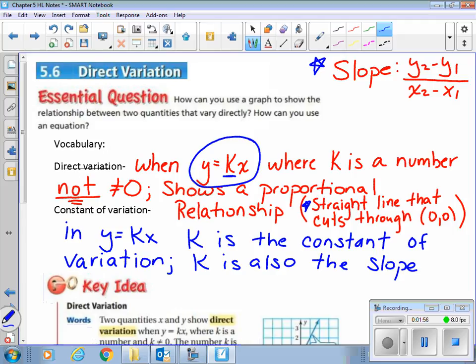Okay, so right now you are copying down those definitions. If you need to pause the video until you get it done, please do that now.